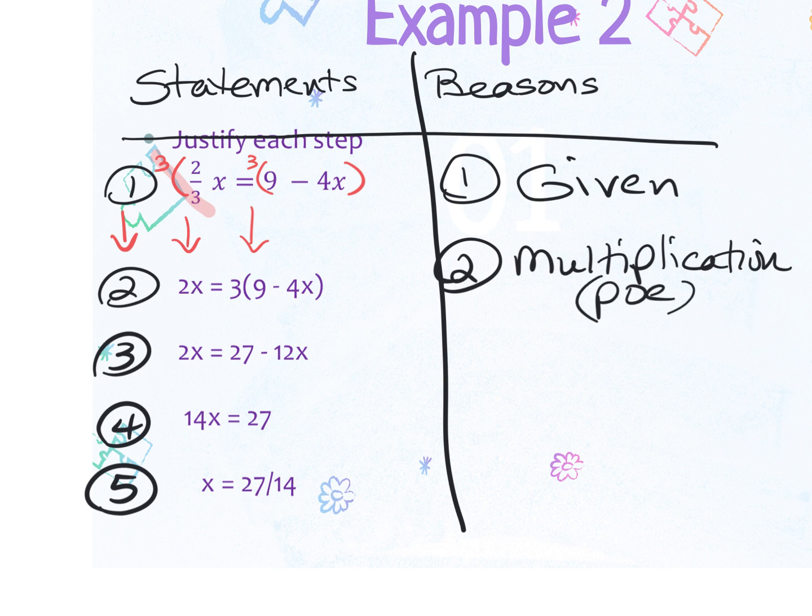Next, we have to figure out what they did from step 2 to make it look like step 3. And notice what they did. They took the 3 and distributed it to the 9 and to the -4. And that's how they got step 3. So from step 2 to 3, distributive property.